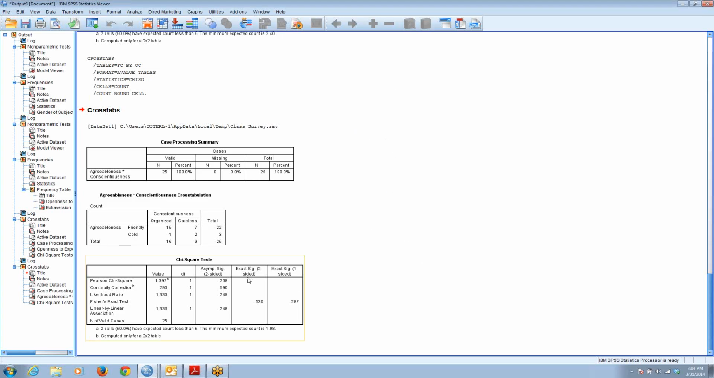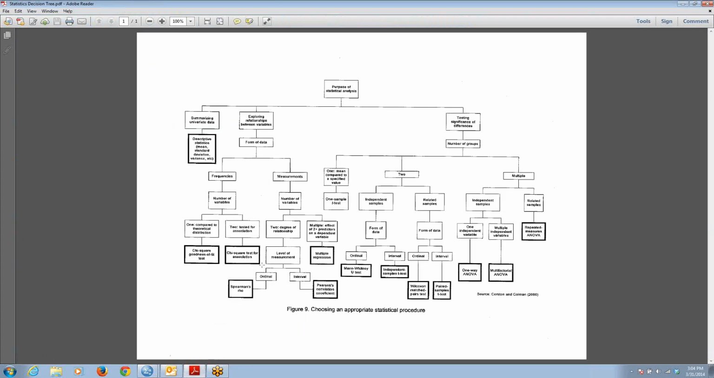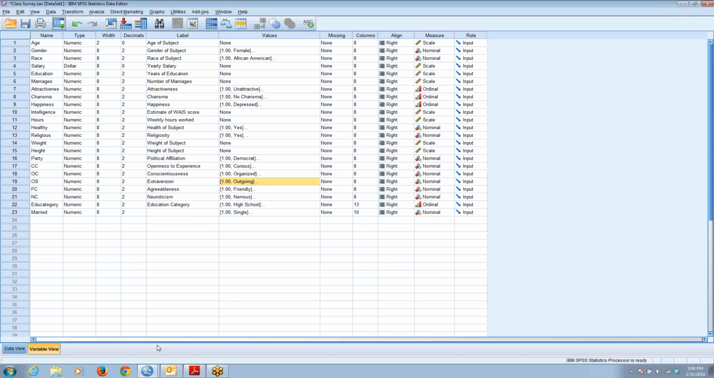Okay, I hope that helps, and I hope that has helped you guys to understand how to run chi-square goodness of fit tests and chi-square tests for association. The next one that I want to try is the Spearman's rho, which is just the Spearman correlation. And we'll go to our survey again. And now what we're looking for is variables that are ordinal to see if they correlate with each other.